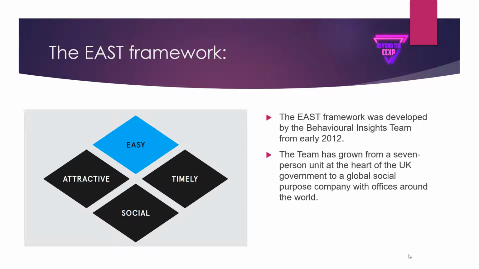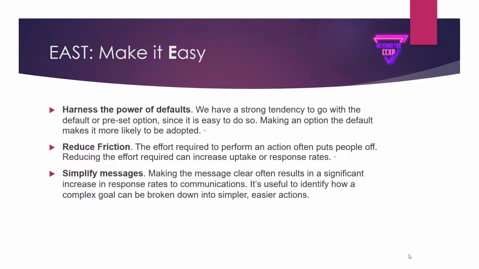So the EAST framework takes a slightly different approach. MINDSPACE was looking specifically at the factors that influence a person. What the EAST framework is doing is saying, let's just look at the things that are needed for a successful behavior change. So the behavior needs to be easy, it needs to be attractive, it needs to be timely, and it needs to be social. So let's go through each of those.